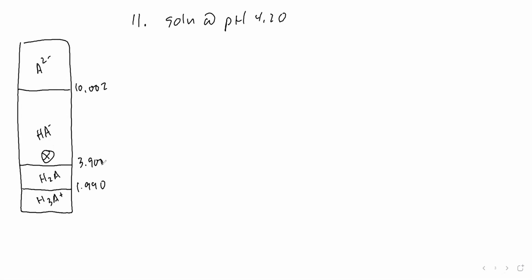All right, if the solution's a buffer, then what are the conjugate acid and conjugate base pair at 4.2? And when we answer the question about this buffer, we'll actually get the answers really to questions A and B. So which form predominates? Well, at this spot, we've got a buffer where HA minus is the predominant species.